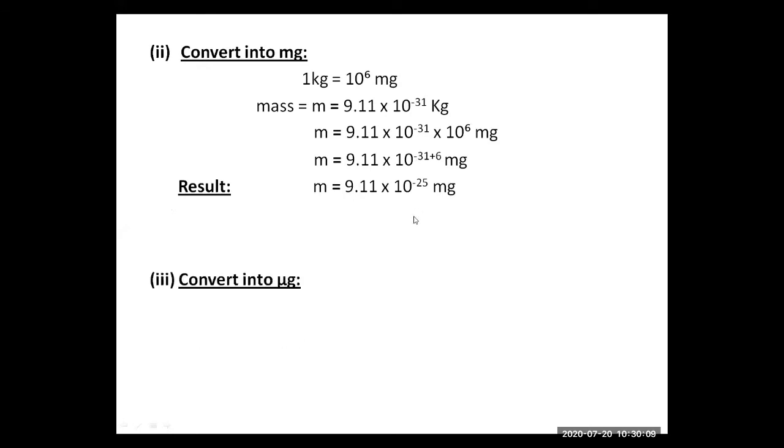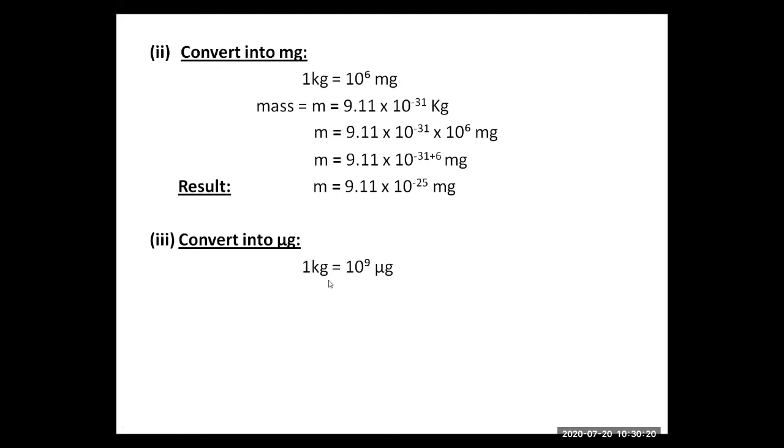Now the next, we will convert kilogram into microgram. So first we will write 1 kilogram is equal to 10 raised to the power 9 microgram. 1 kilogram is equal to 10 raised to the power 9 microgram. After that, we will write the given. Given is mass is equal to 9.11 multiplied by 10 raised to the power minus 31 kg.